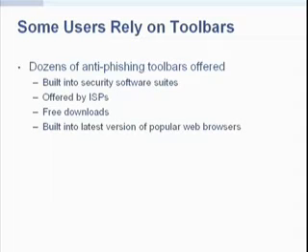OK, so there are roughly 90 or so anti-phishing toolbars. If you go to download.com, you'll find about 90 or so of them listed. A lot of these are built into security software suites. Some of them are offered by ISPs. Some of them are free downloads. Some of them are built into the latest browsers. So for example, the latest version of Internet Explorer has one built in, and the latest version of Firefox has Google's built in as well.